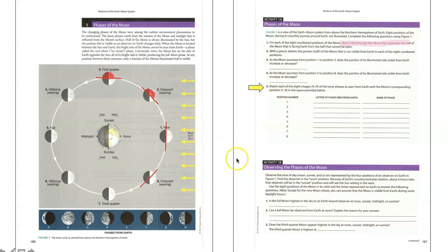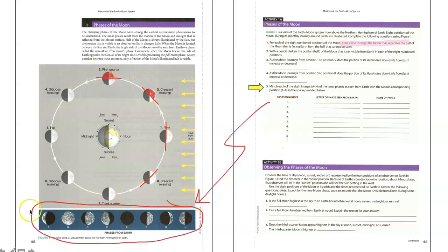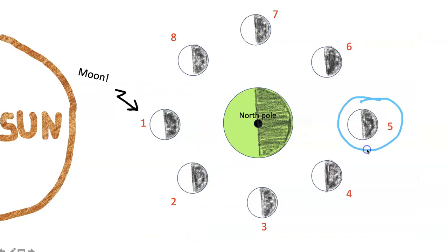And then question 5 asks you to match the position numbers, like position 3, position 4, with the picture of what it would look like from Earth. So this is pretty similar to what we just drew. Now the pictures are a little more realistic, and you're going to list them here with the name of the phase. So that's the first part of your lab.